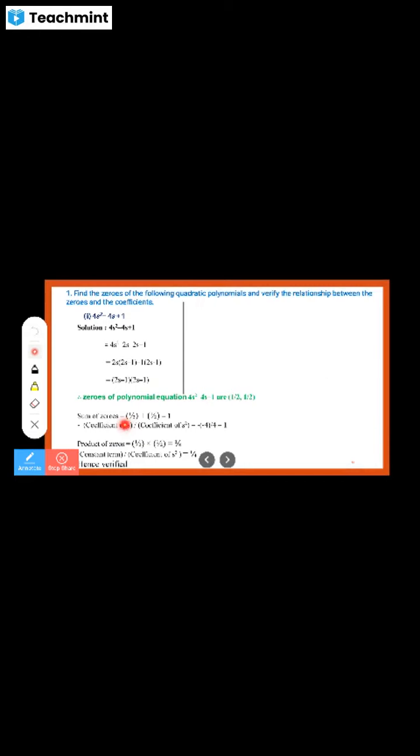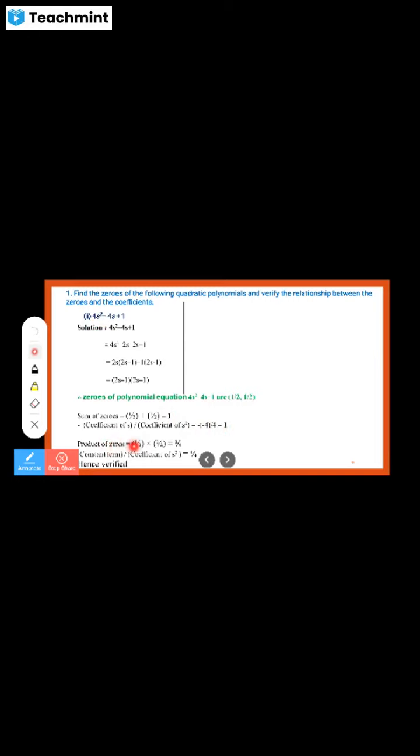Here sum of zeros is what? 1 by 2 plus 1 by 2 is 1. So that is also verified by the standard formula, minus coefficient of s divided by coefficient of s square. Coefficient of s is minus 4, so minus of minus 4 is plus 4, divided by coefficient of s square, which is 4. 4 divided by 4 is 1. So this one and this one are same, so verified.